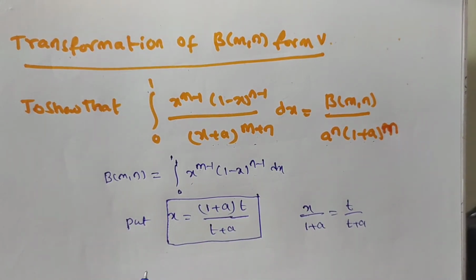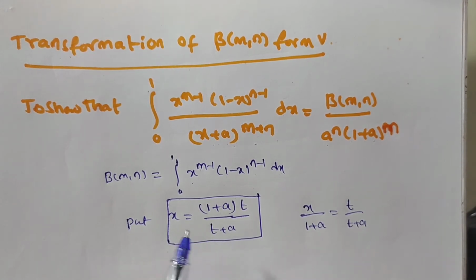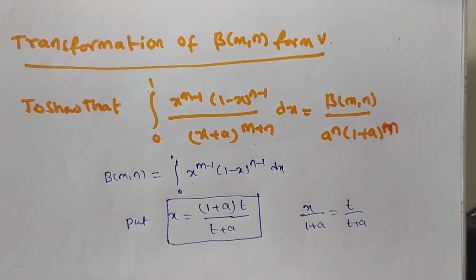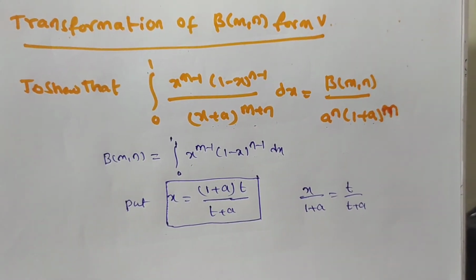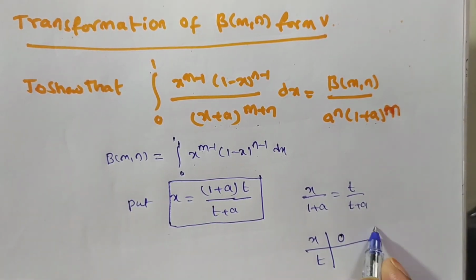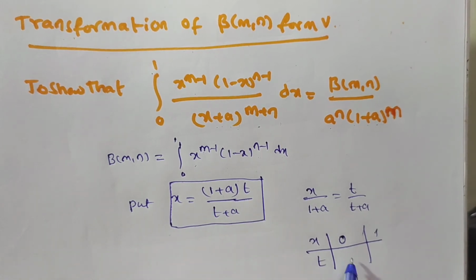Now you see friends, here I am changing x in terms of t. So limits of x and dx also we have to change in terms of t. In this case we need to find out the limits of t. What are the x lower limit here? You have 0 and upper limit is 1. Put x is equal to 0. Then you will have t plus a into 0 is 0. If you cross multiply, 0 by 1 plus a is also 0. So t is equal to 0.